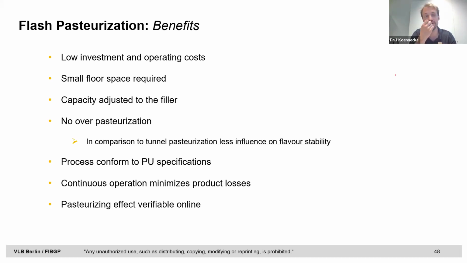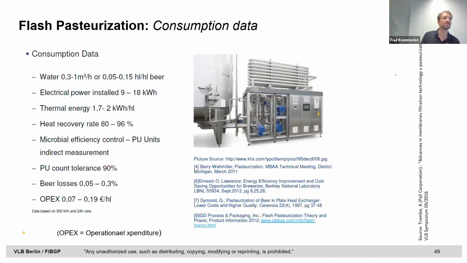And in a tunnel pasteurizer, in the end, it's very hard to see which bottles are probably over pasteurized when you had a problem, which are under pasteurized. It's a way more complex system, and when mistakes happen, it's way more complex to really verify how big your pasteurizing effect was in comparison to a flash pasteurizer. The consumption data are also way lower. I will also compare those both systems, of course, in the end a little bit.